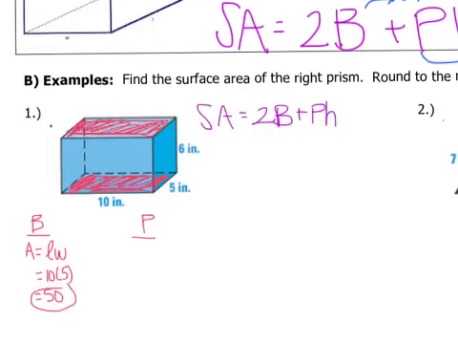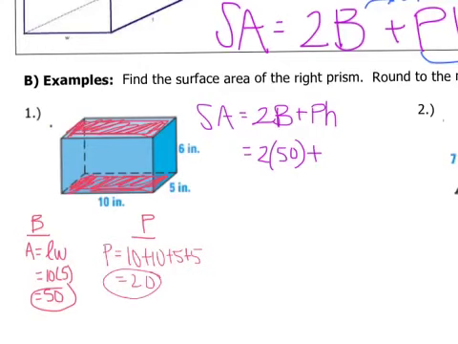Now we can take that measure and plug it into our surface area formula. So we have 2 times the area of the base, which we now know is 50. All right, next thing we need is the perimeter of our base. Carrie said 30. How did you get the perimeter is 30? 10 plus 10 plus 5 plus 5. 10 plus 10 plus 5 plus 5 is 30 indeed. Now again, once you have that measure, you can take it and plug it into your surface area formula.